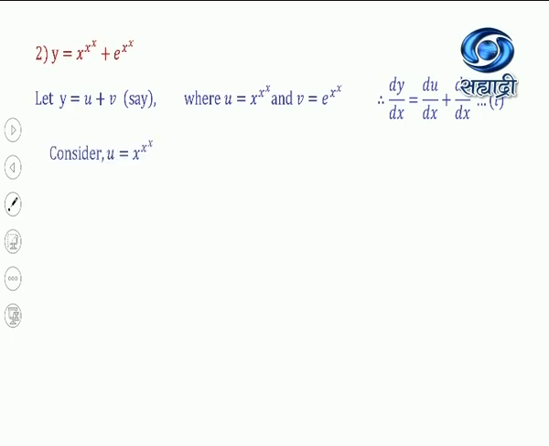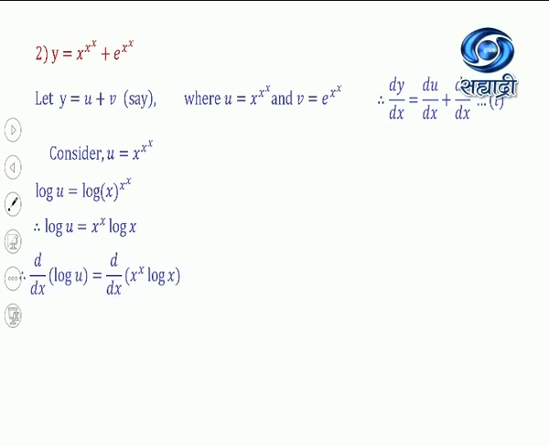Now we consider u equal to x to the power x to the power x, function raised to function raised to function. So we take the natural log of both sides: log u equal to log of the right-hand side. Now this x as the base I write in brackets, and our next step is x to the power x into log x. Now by taking the derivative of both sides, what do we get? d by dx of log u equal to d by dx of x to the power x into log x. Again we use the product rule, d by dx of u into v.